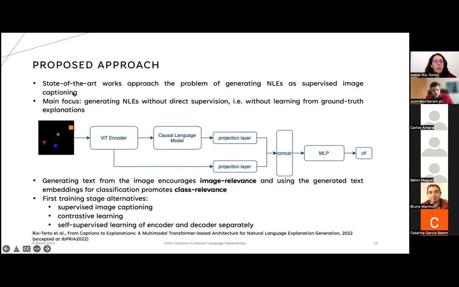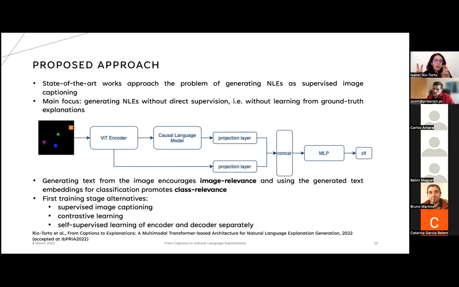So we are not interested in learning to generate these natural language explanations by supervising them, because we think, well, if I get a model, I get an image, and I get the corresponding text, then I'm just doing supervised captioning.